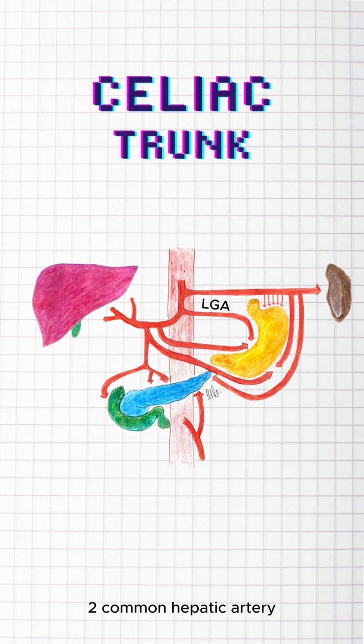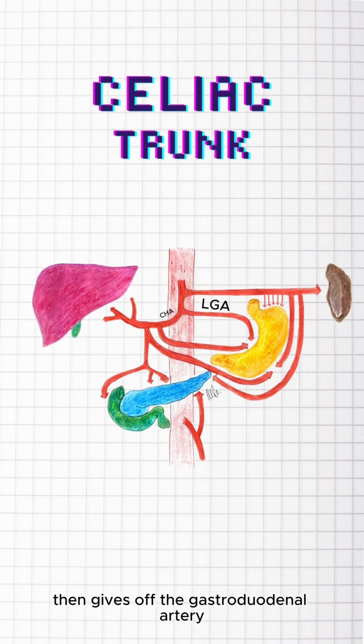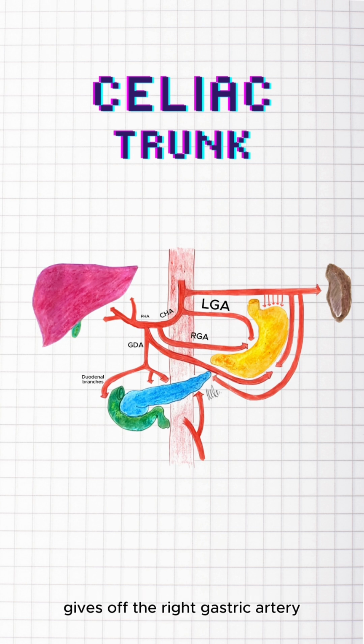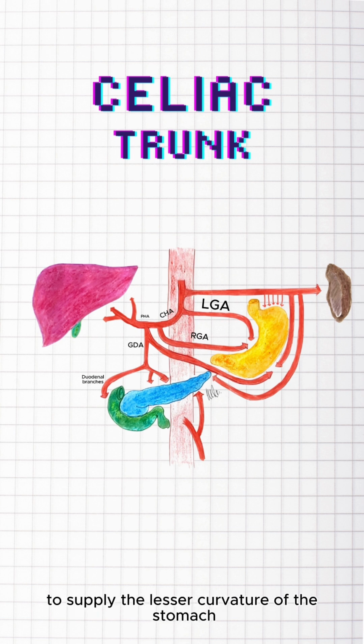2. Common hepatic artery. This branch arises from the celiac trunk and runs towards the liver. The common hepatic artery then gives off the gastroduodenal artery, and continues as the hepatic artery proper above the first part of the duodenum. At this level, the hepatic artery proper gives off the right gastric artery, to supply the lesser curvature of the stomach, and anastomoses with the left gastric artery.